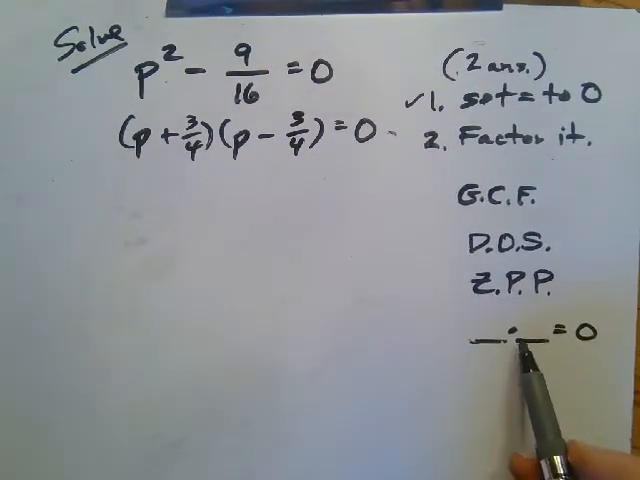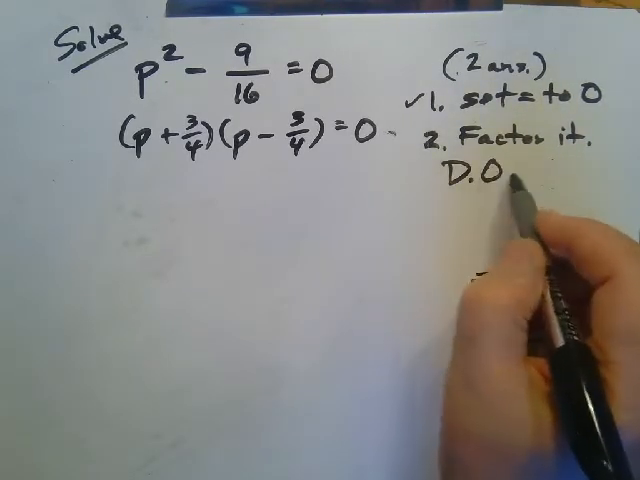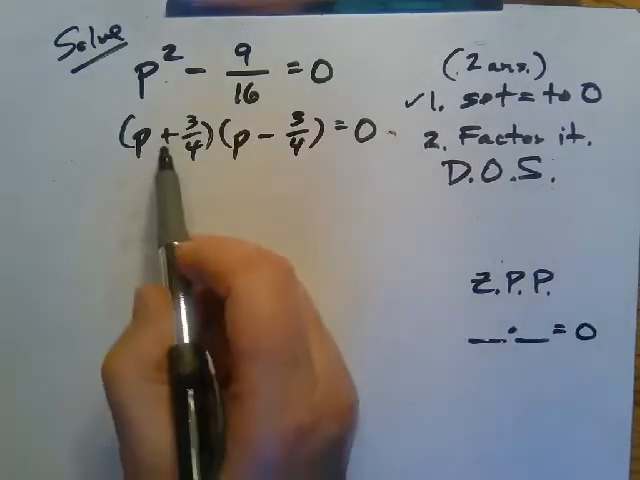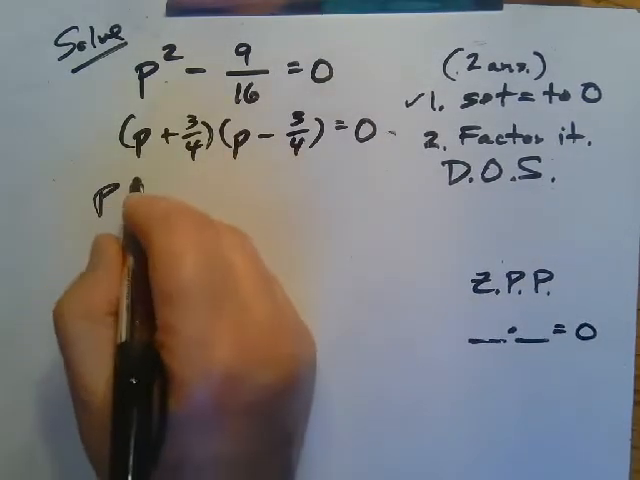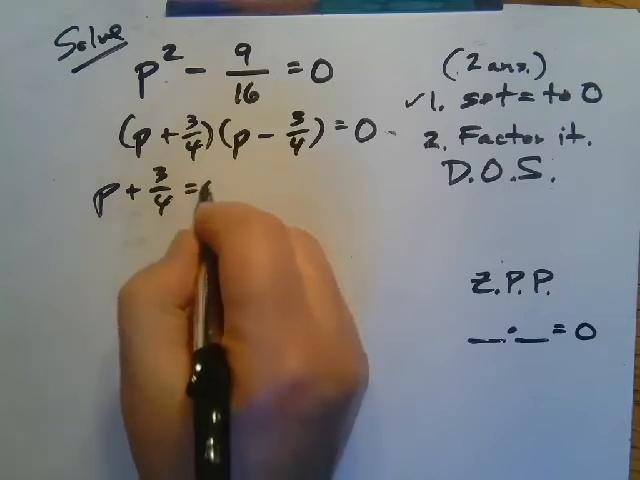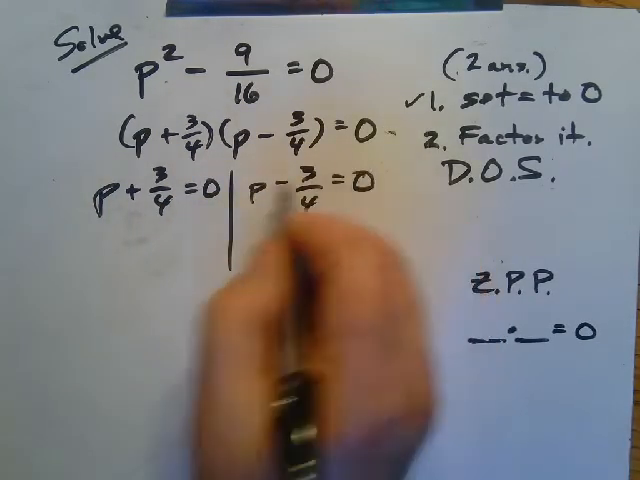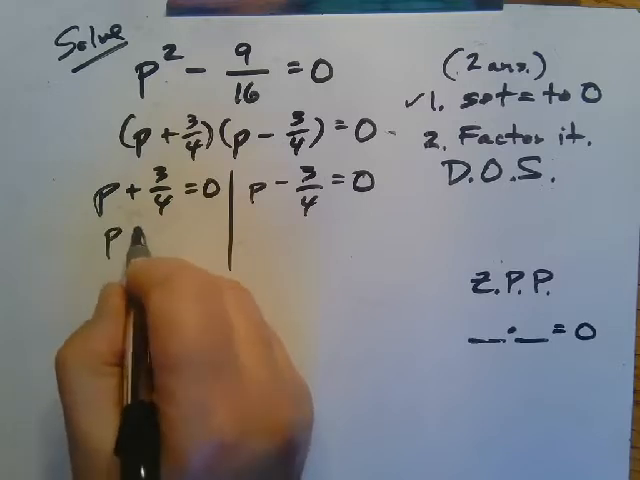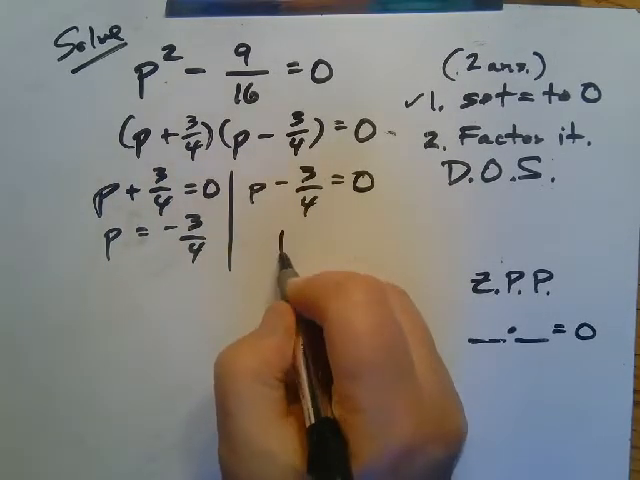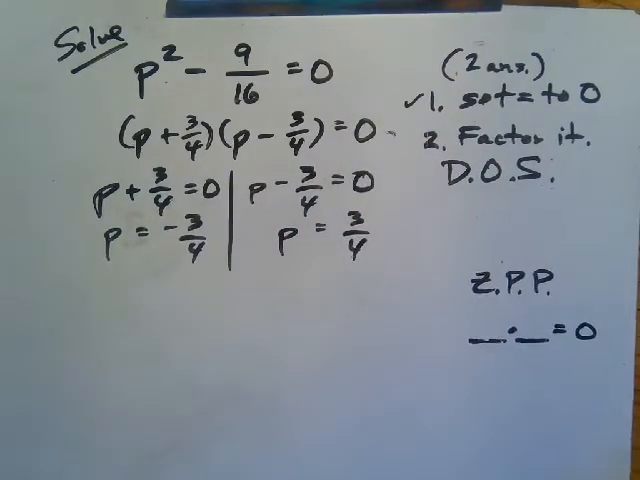Now using the zero product property, we didn't need either of these, but we did need the difference of squares, didn't we? Okay. The zero product property says either of these could be 0. We're going to set each one equal to 0 and solve it. Let's subtract 3/4 from both sides and we get negative 3/4. Let's add 3/4 to both sides and we get a positive 3/4. There are your 2 answers.